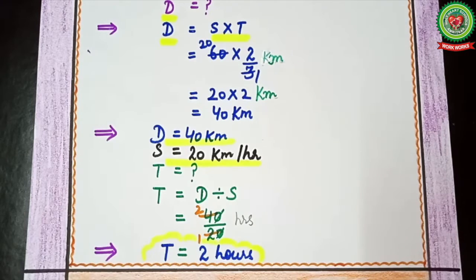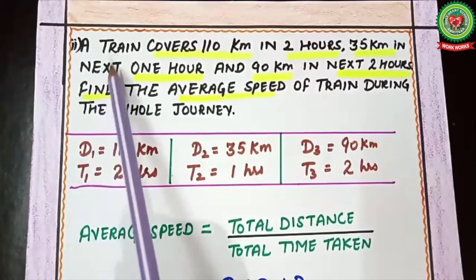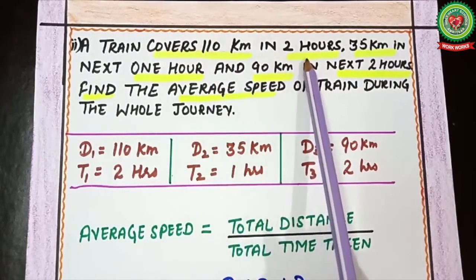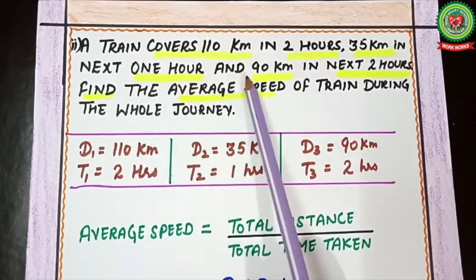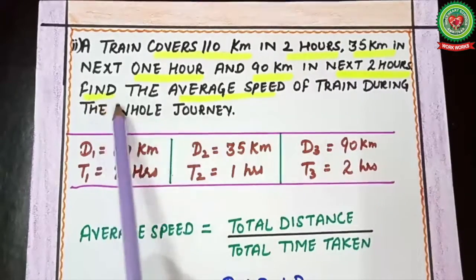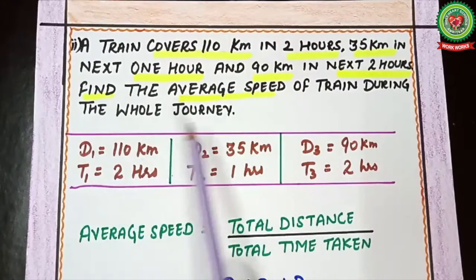So now move to our today's topic, that is how to find the average speed. So here we will have a second example. So let's read the statement. A train covers 110 km in 2 hours, 35 kilometers in the next 1 hour, and 90 kilometers in the next 2 hours. Find the average speed of the train during the whole journey.